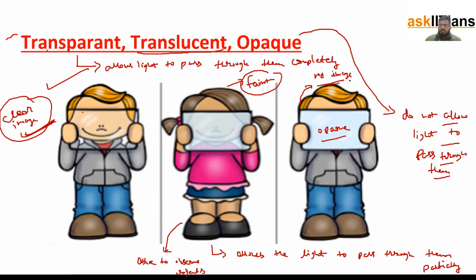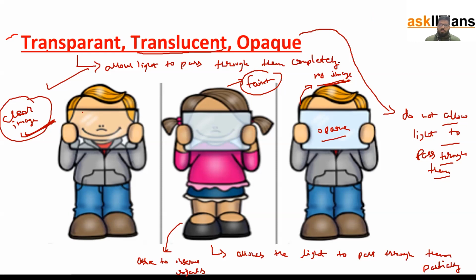So I think the basic bifurcation of transparent, translucent, and opaque objects is clear. A transparent object allows all the light to pass through it completely, so you can observe a clear image of the object. Opaque objects do not allow any part of light to pass through, so you cannot observe objects through them. Translucent objects have properties between transparent and opaque. They allow light to pass through partially, so you will be able to see objects through them, not completely, not clearly, but faint objects you will see.